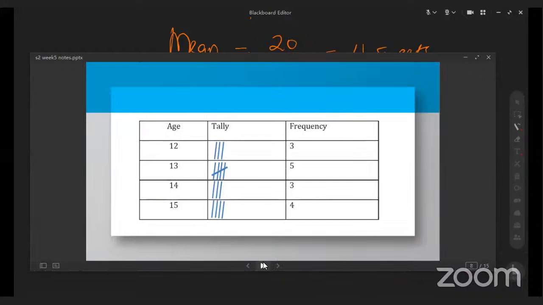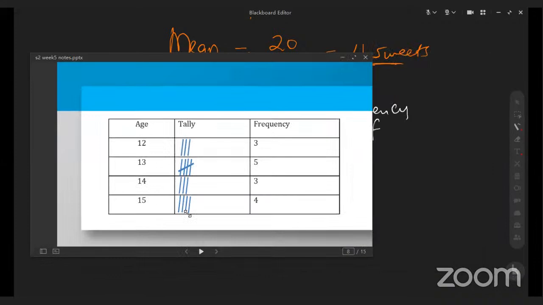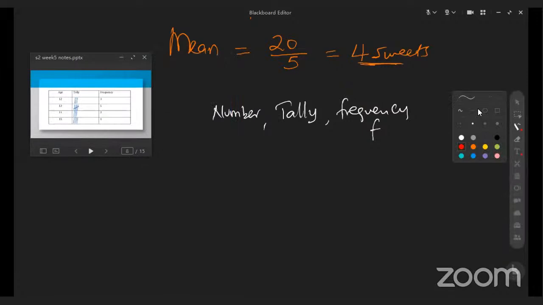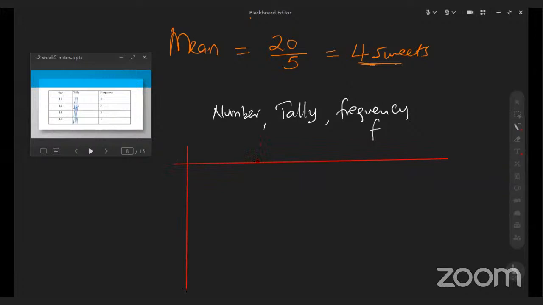Now, how do we generate our frequency table? Your frequency table is going to be in such a way that you have something like this. Let's generate it together. You're going to draw lines in this form here, just a small table.